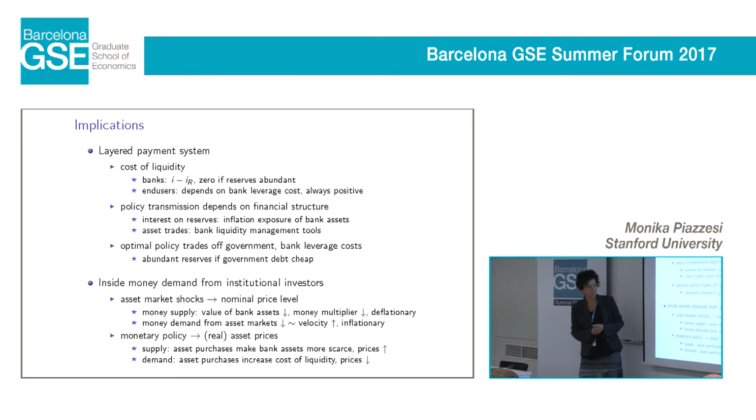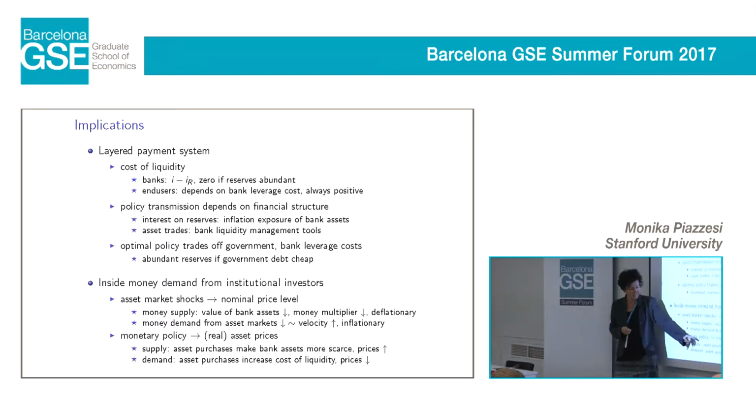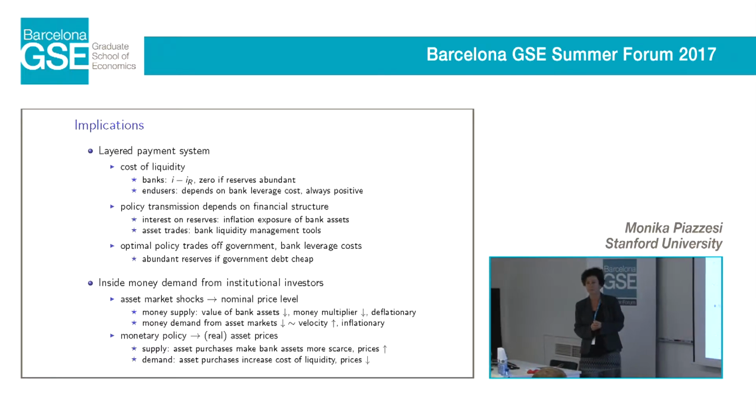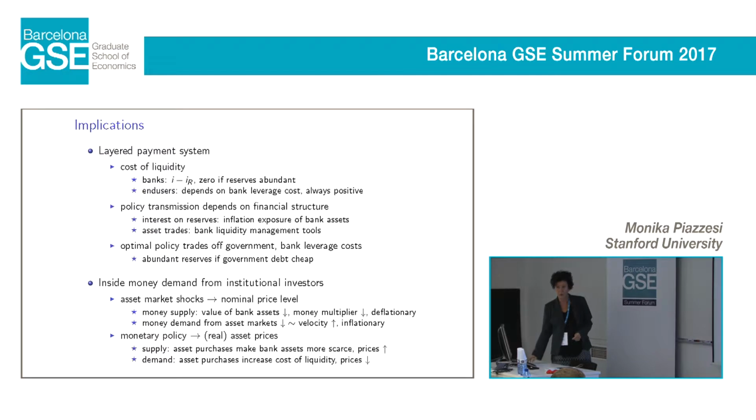How does monetary policy affect real asset prices? If asset purchases by the central bank make assets that banks hold more scarce, that's going to push up prices. And on the other hand, if asset purchases can increase the cost of liquidity of banks, that's going to be deflationary. So you'll see all these things coming up in the setup. So this was just a preview of what you're going to see.